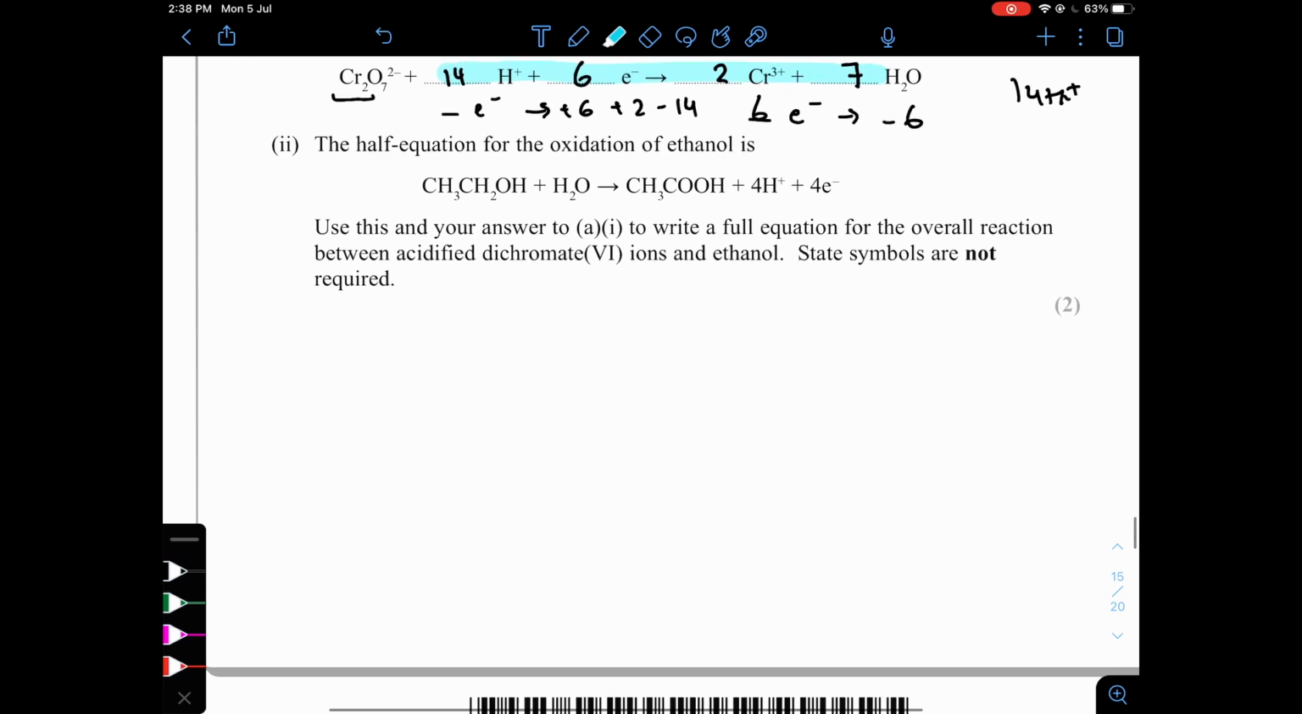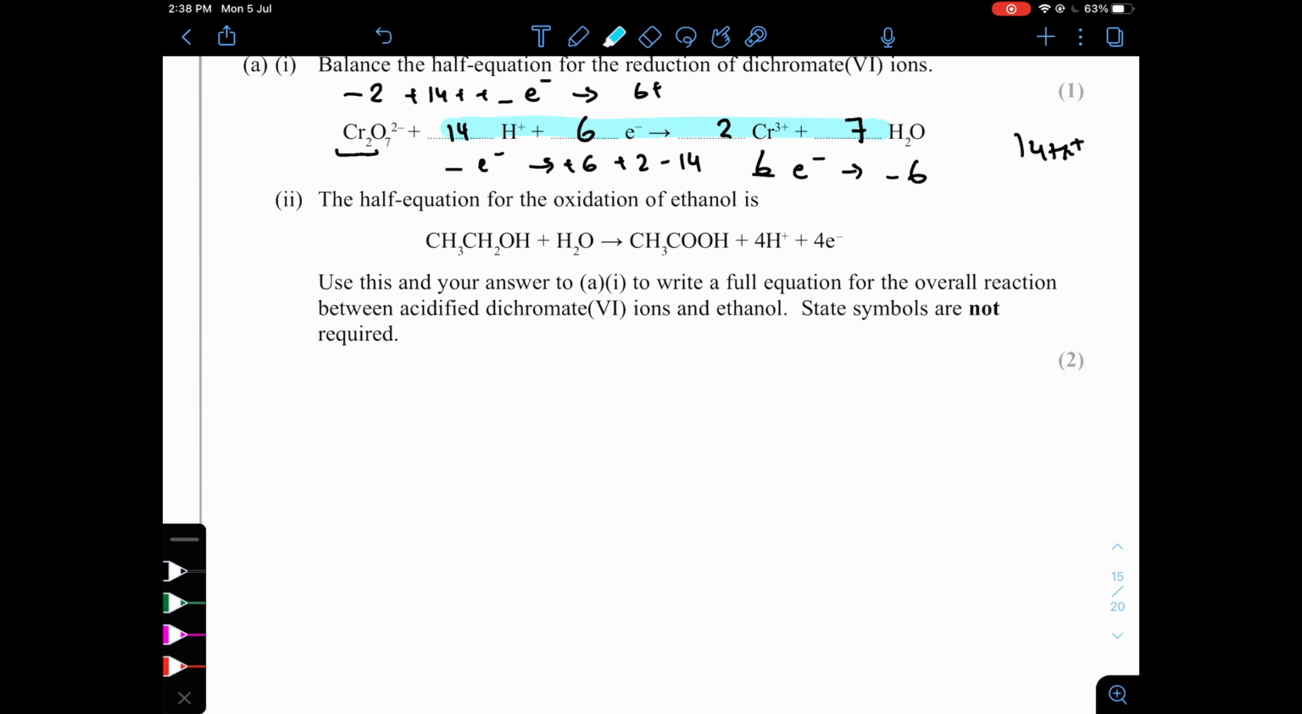Okay, so the half equation is the oxidation of the ethanol. Use this and the answer to the previous part to write a full equation for the overall reaction between acidified dichromate and ethanol. State symbols are not required. So the key thing here is we need to cancel out the electrons. If I highlight the electrons, this is 6 and this is 4. So we need to make them equal. The closest would be times 2 and times 3. So you get 12 E minuses and 12 E minuses here.